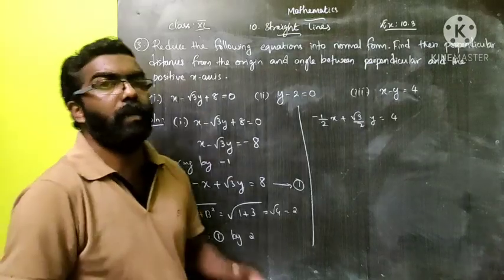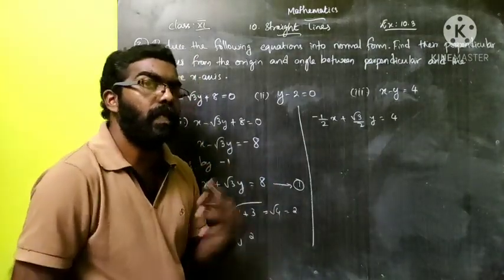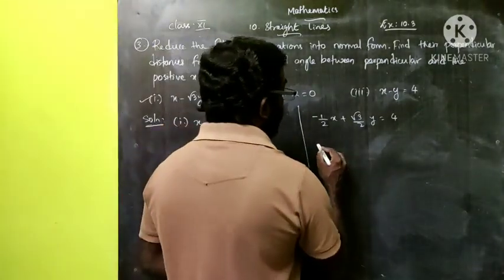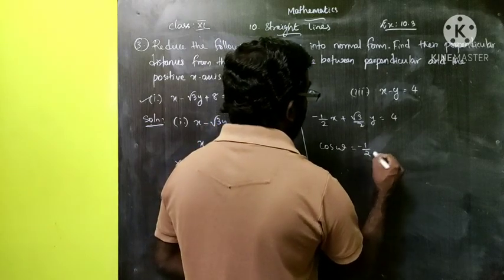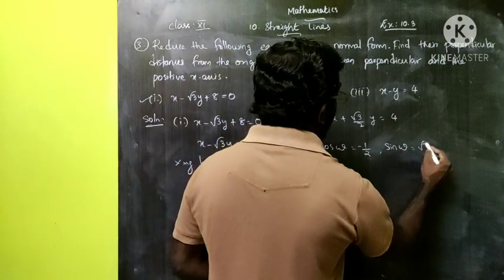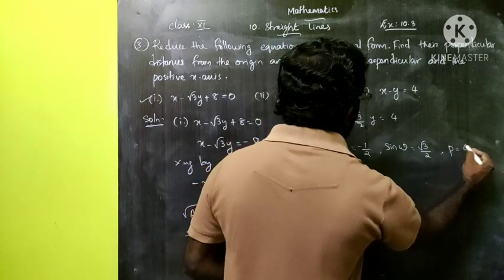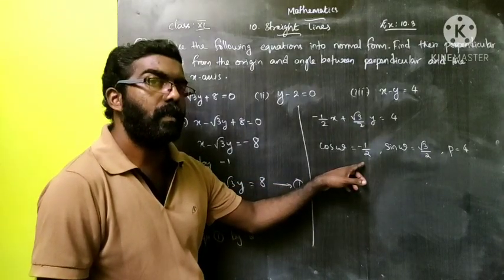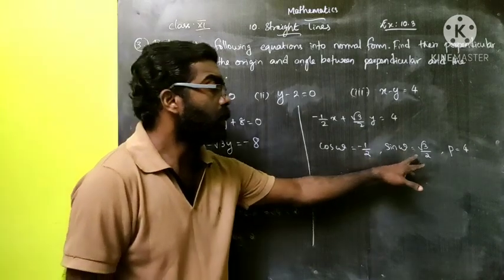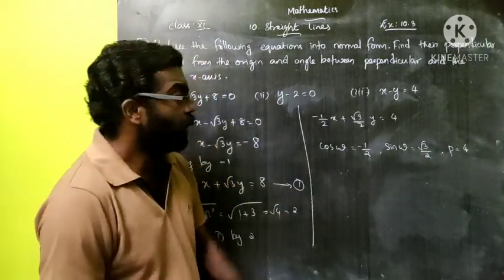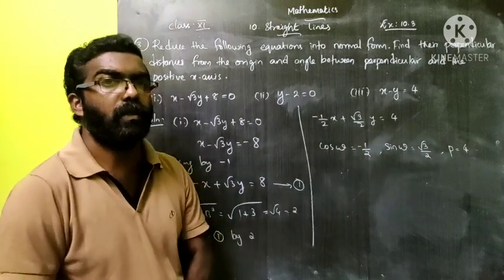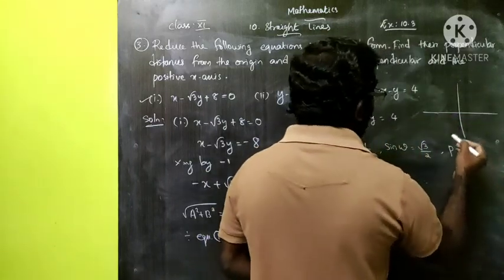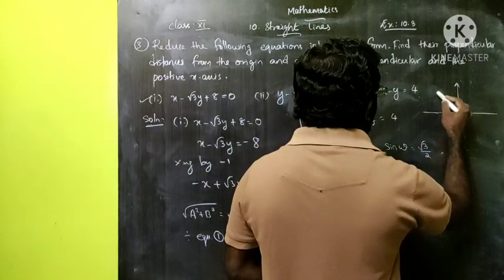After this step, we have to compare this to the normal form, that is x cos omega plus y sin omega is equal to p. And what we get is cos omega is equal to minus 1 by 2, sin omega is equal to root 3 by 2, and the value of p is 4. Here it is 1 by 2, then we can write the angle as how much? 60 degree. Sin omega root 3 by 2. Okay, 60 degree. But cos is negative and sin is positive. So we have to check the quadrant also. Cos value is negative, sin value is positive. So it will lie in the second quadrant.